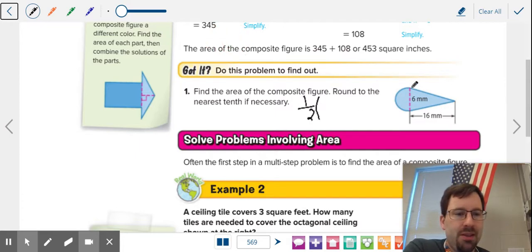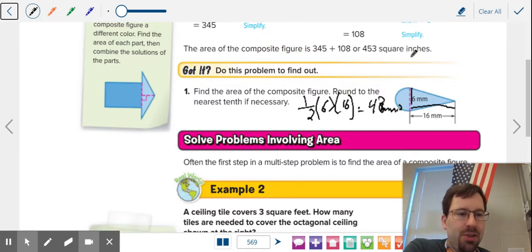So the base is 6. The height is 16. That's how tall it is. It shows it right there. Half of 16 is 8. 8 times 6 is 48 millimeters squared.